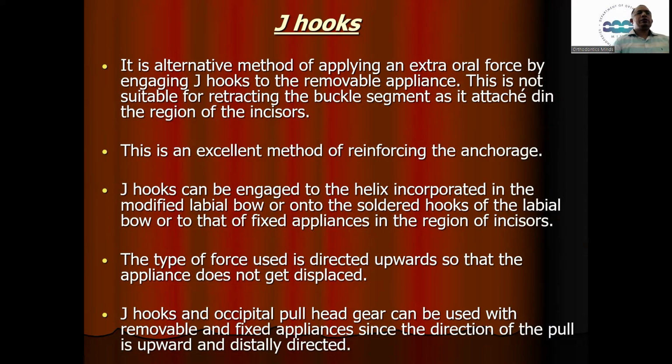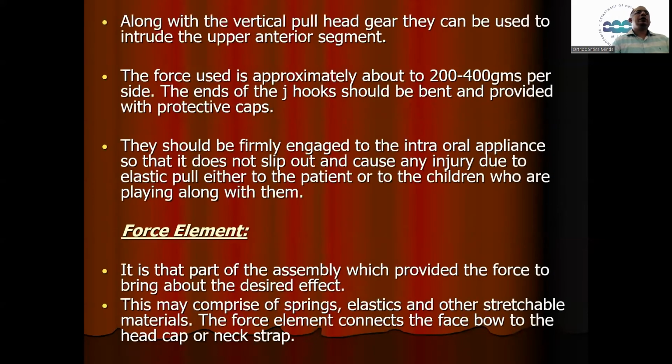The force used is directed upwards so that the appliance does not get displaced. The J hooks and occipital pull headgears can be used with the removable and fixed appliances since the direction of the pull is upward and distally directed. Along with the vertical pull headgear, they can be used to intrude the upper anterior segment. The force used is approximately 200 to 400 grams per side.